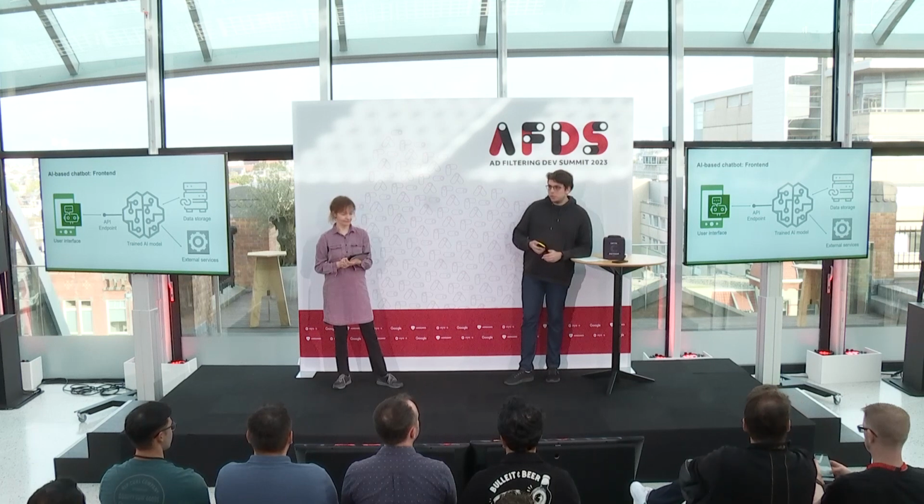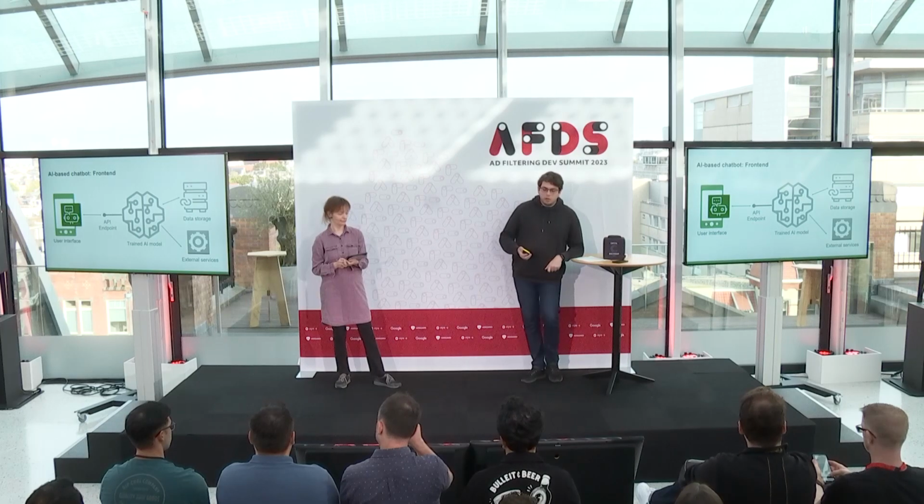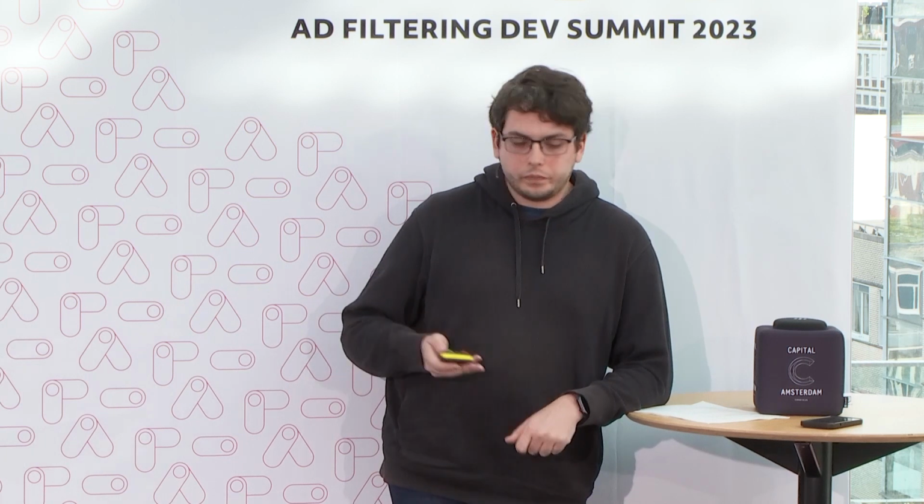Let's start with the technical part of a chatbot. It's typically divided into two parts, front-end and back-end. The front-end part is a simple web user interface, like a messaging app or maybe a voice assistant, for example, that helps a user to construct their queries to the LLM.